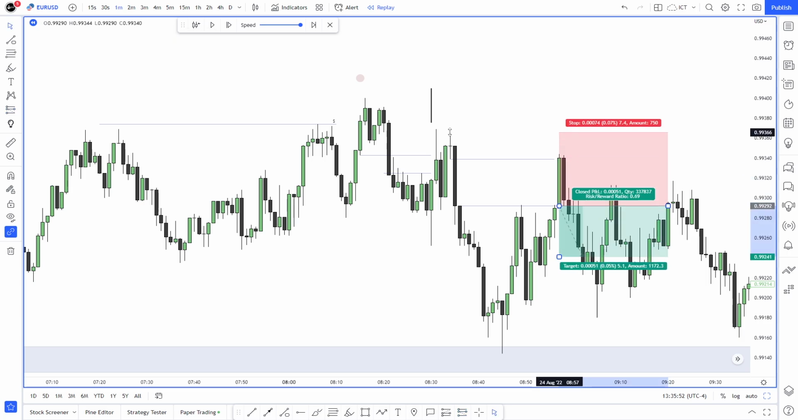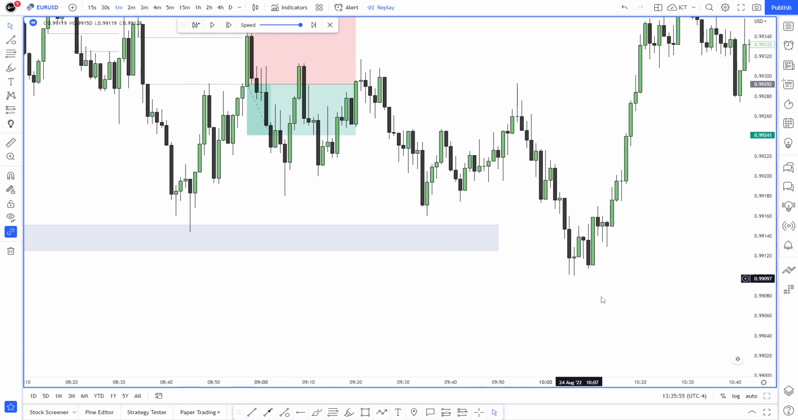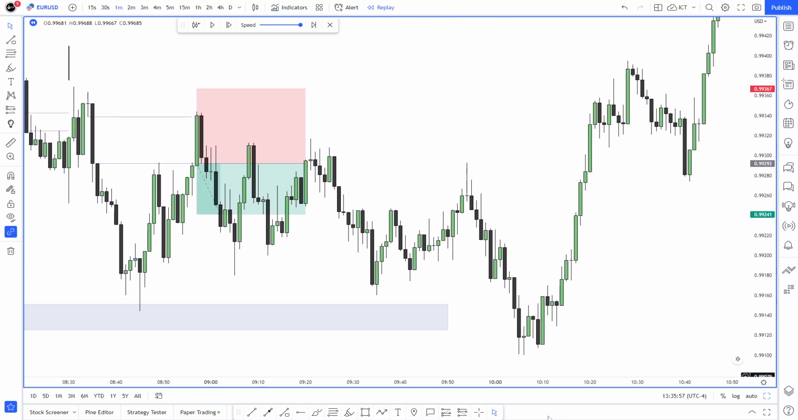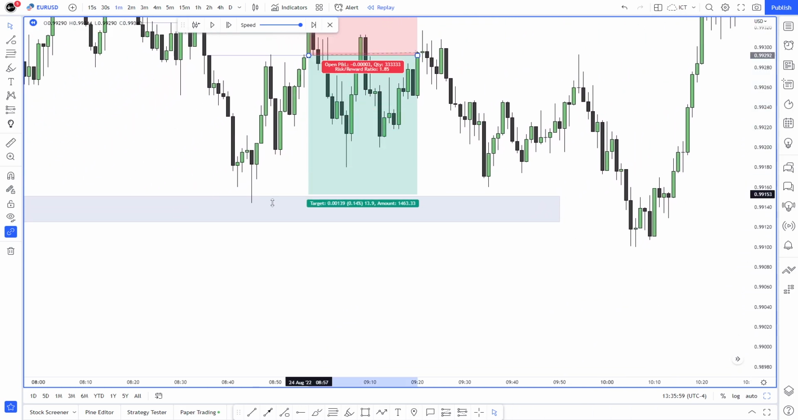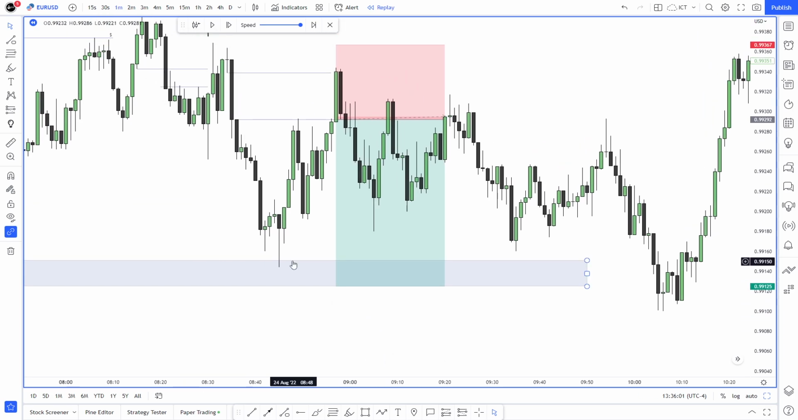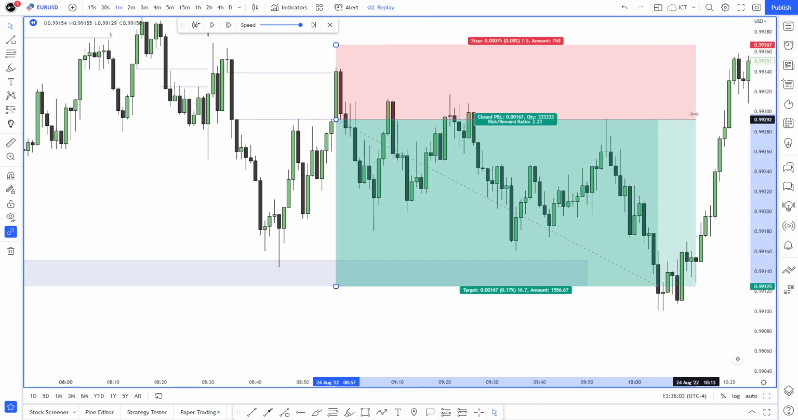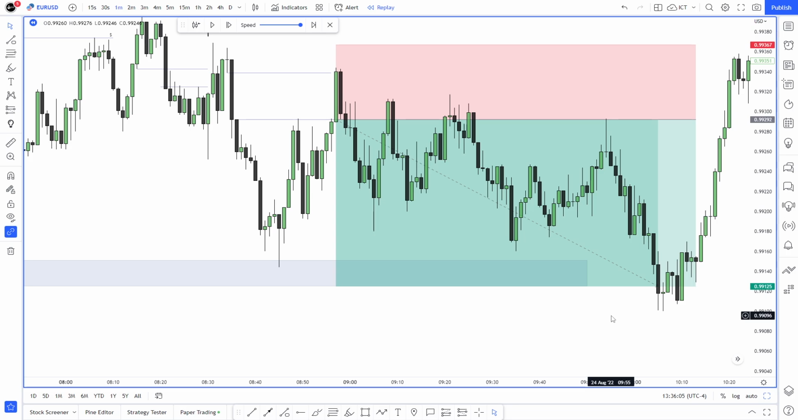This is the entry that we could have taken to sell. To buy, if I remember correctly, we never had one. No, we didn't, but we'll discuss that later. Target, what would it have been? The low of the liquidity, just expecting price to take that. Would this have been a trade I would have been happy with taking?